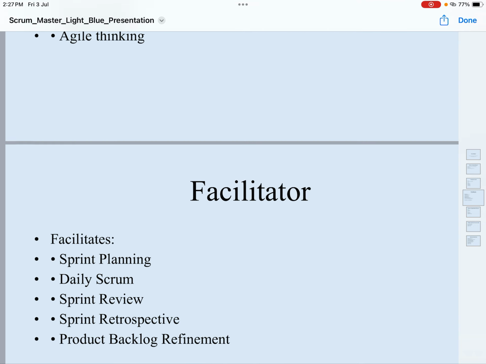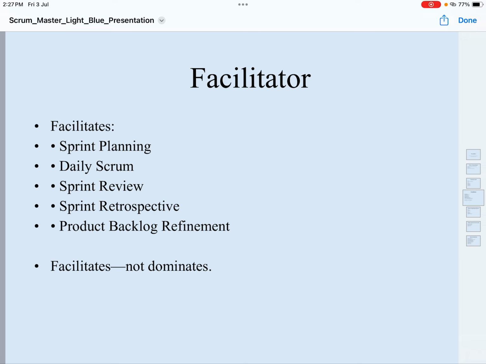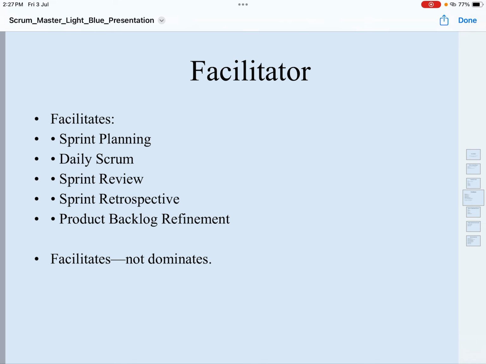Now next, the Scrum Master also acts as a facilitator. What does it mean to be a facilitator? It means that you are facilitating an event, and you should not dominate everything there. For example, sprint planning is going on, and as a Scrum Master you are facilitating it. That does not mean you become the person who says everything and talks most of the time. No, as a Scrum Master, 80% of your time should go in listening to others. Only 20% of the time will you be speaking, and you will pitch in only when it is required.